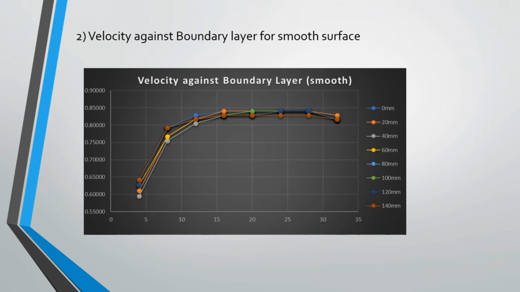Second graph is the velocity against boundary layer for smooth surface. So based on the graph, if the boundary layer thickness increases, the velocity of the fluid increases as well. By comparing from the aspect of difference in distance of the plate or the length of the exposed plate, a smaller distance produces lower velocity. When the length of the plate is short, the boundary layer will be thin, so the velocity will be lower, and the thickness of the boundary layer increases with the length of the plate where the fluid flows by.